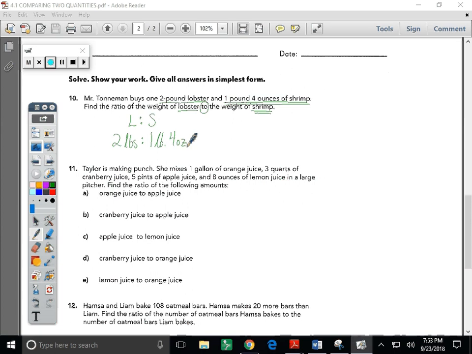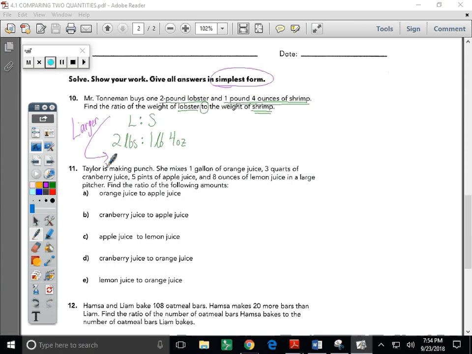Now, you could say there's my ratio, but my concern would be this bold print text at the top, which says, show your work, and give all your answers in simplest form. I can't simplify this ratio yet. The problem is, I don't have the same size units. So if you remember, we always want to start with the larger units, if your pen will let you. There we go. Start with the larger units and convert them into something smaller.